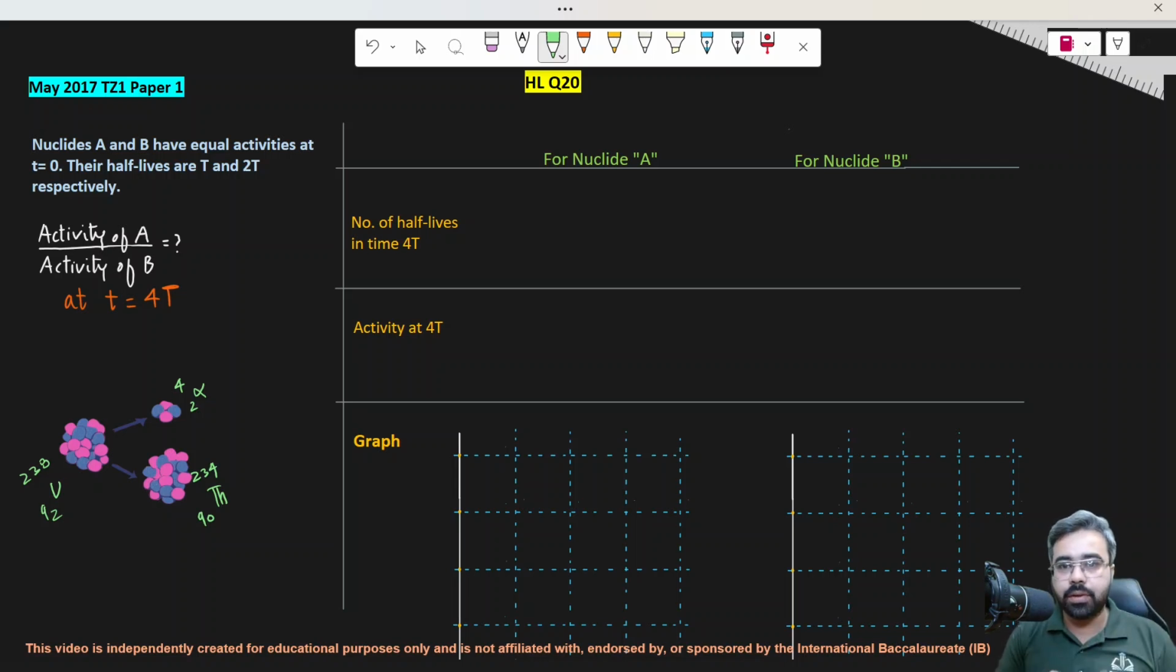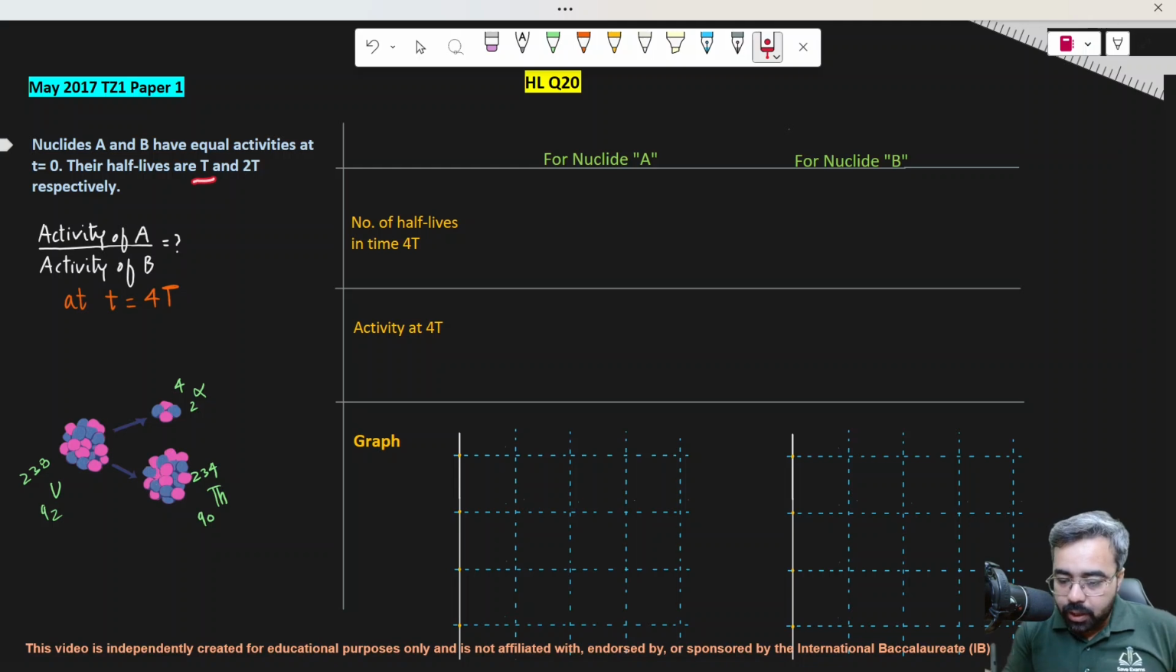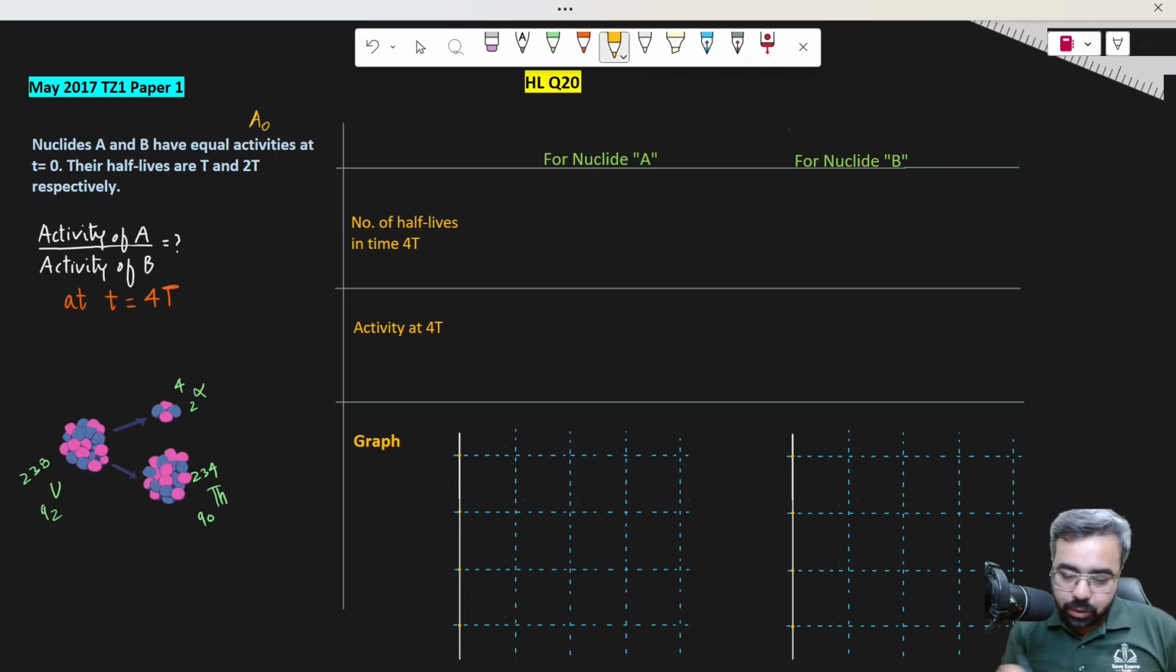Just imagine you have taken two nuclides A and B in two different samples, and both have different half lives. So both will decay at different rates. One will decay fast and the other will decay slowly. We have to take a ratio of their activities after four half lives of nuclide A. Let's say initially both have equal activity, A0. According to the question, nuclide A has a half life T.